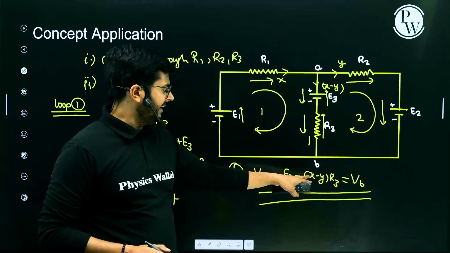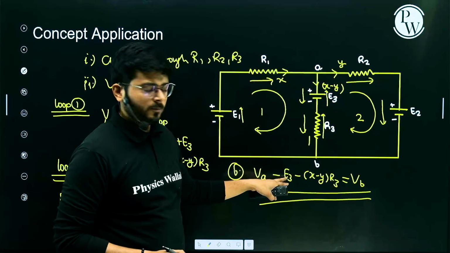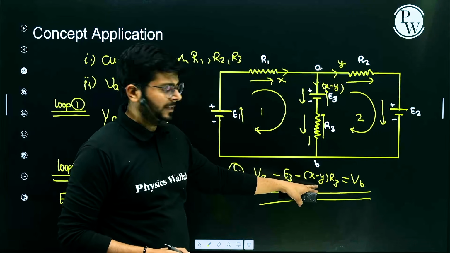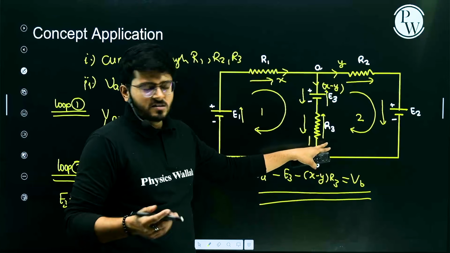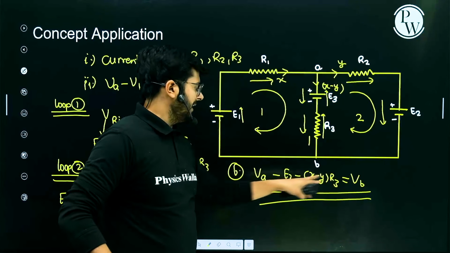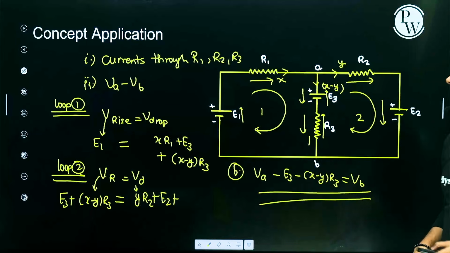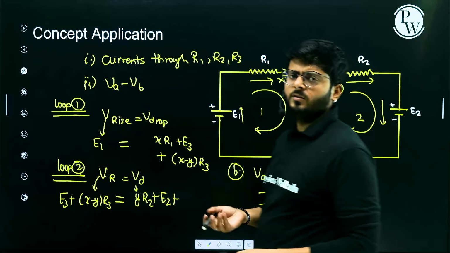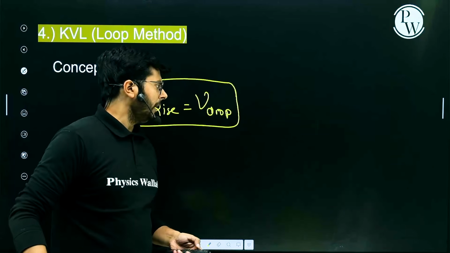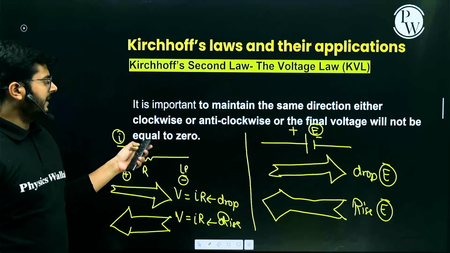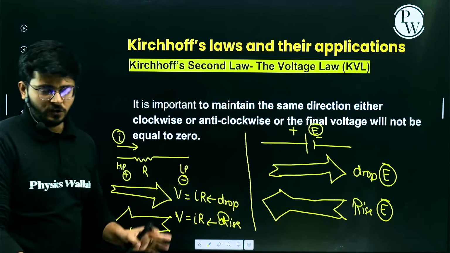The value of E3 will be given in the question. X and Y you have already calculated. R3 is some value of resistance. And of course, VA minus VB can be easily figured out in this particular way. I believe there is no problem in this one. It's a very simple concept of Kirchhoff voltage law, and you can always remember that it is simply based on the law of conservation of energy.